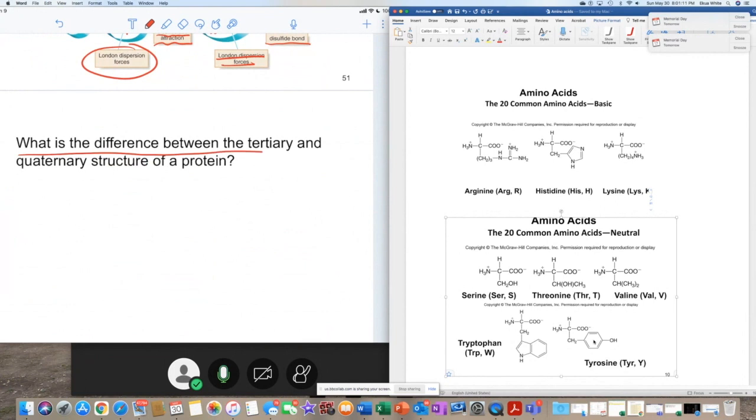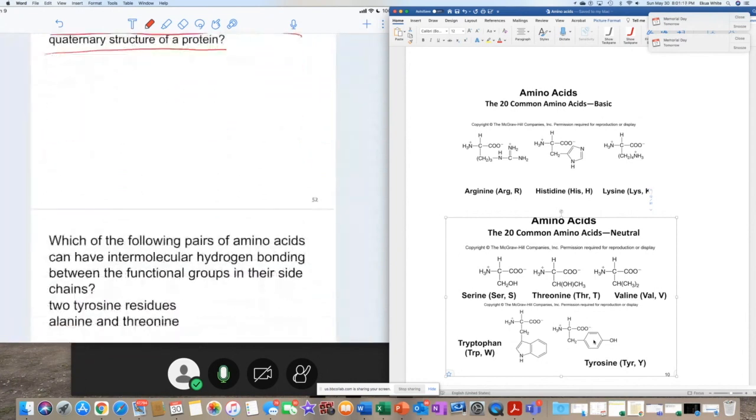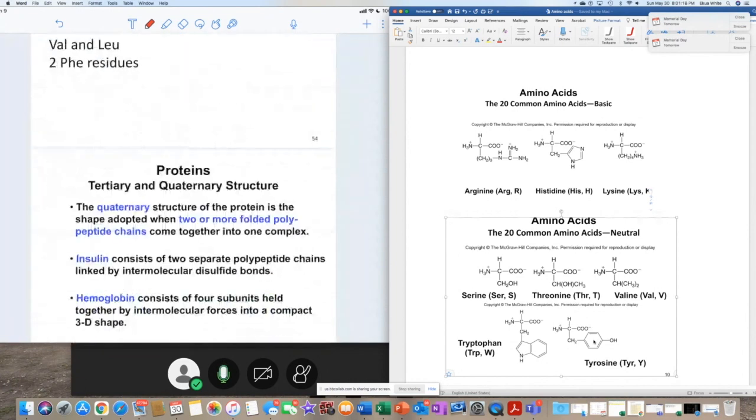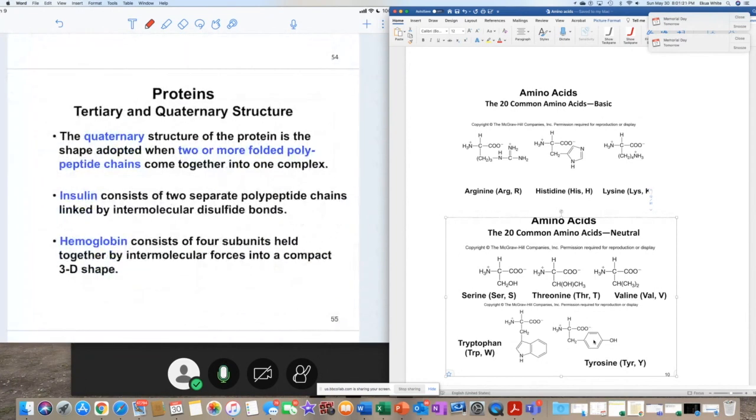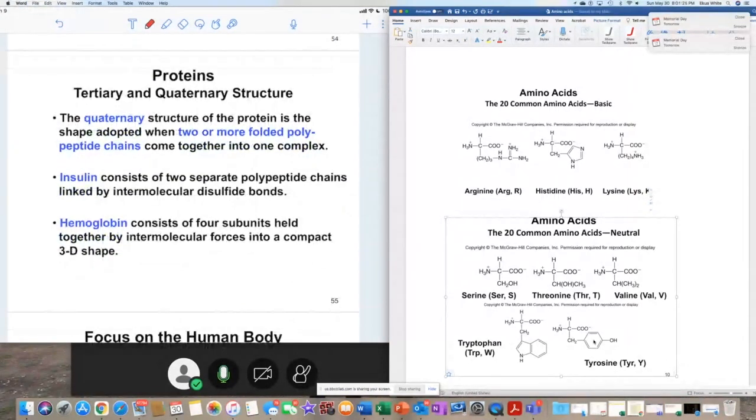So what's the difference between tertiary and quaternary structure in the protein? It has to do with the number of bonds, right? Technically, we haven't seen the quaternary structure here. So yeah, that question should have come in later on, because if you look down here, this answers the question. The quaternary structure of the protein is the shape adopted when 2 or more folded polypeptide chains come together. When we had the most folded polypeptide chain, that is tertiary.